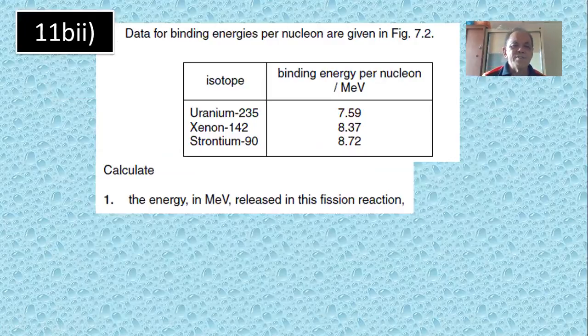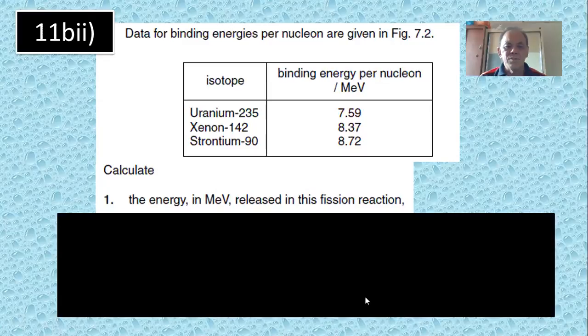Now they want you to calculate binding energy again. Just now it was given in joules, now it's given in mega electron volts. So you must be familiar with all the different units. Calculate the energy in mega electron volts released in the fission process.